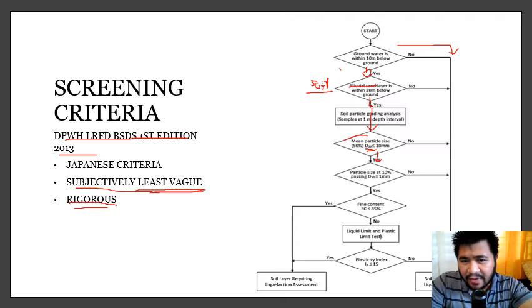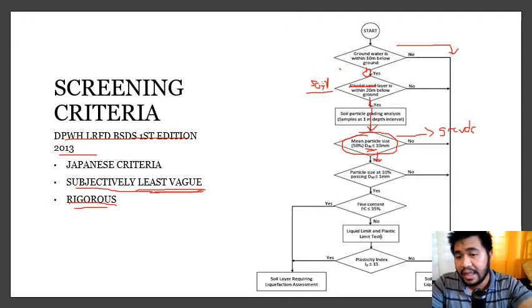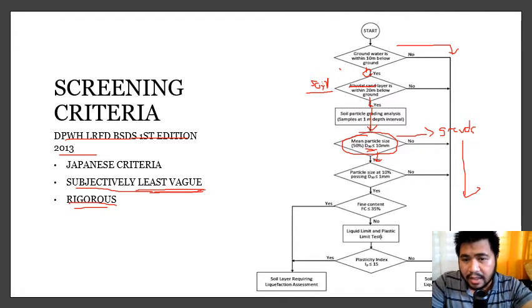So what is the significance of this criteria? This criteria is trying to screen out the gravels. Basically, if your soil contains a lot of particles bigger than 10 millimeters, probably it's a gravelly soil, so it's not liquefiable. Now, the next criteria is D10. Your D10 should be less than 1 millimeter.